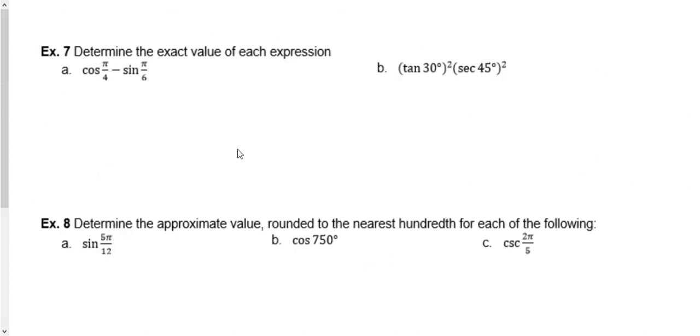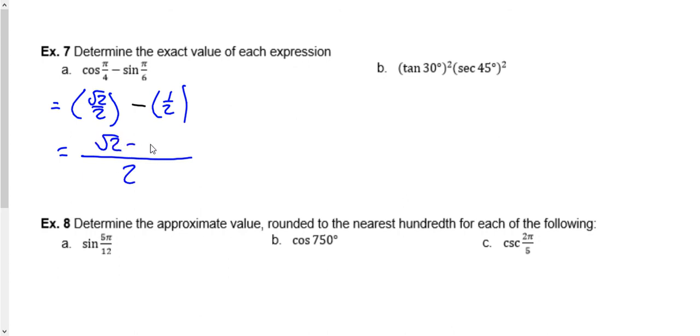In example 7, we're just going to try to find the exact value of each expression. So again, you're looking up what cosine at pi over 4 is. At pi over 4, cosine is root 2 over 2. And I have a subtraction sign in between them. And I got to find what sine pi over 6 is. At pi over 6, sine is equal to 1/2. If I subtract these two here, I can't really do anything except for combining common denominators. So what I'm left with is root 2 minus 1 in the numerator, all divided by 2.